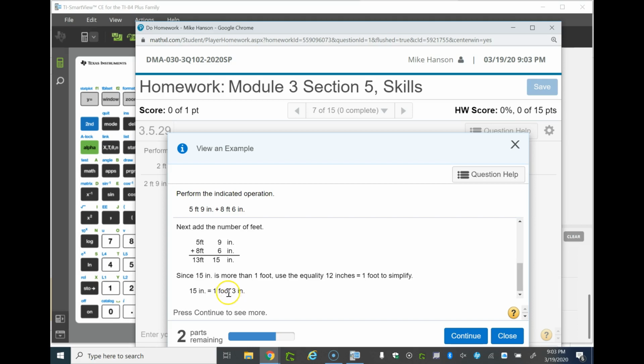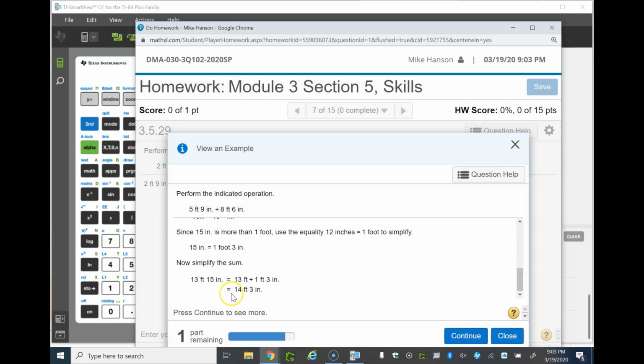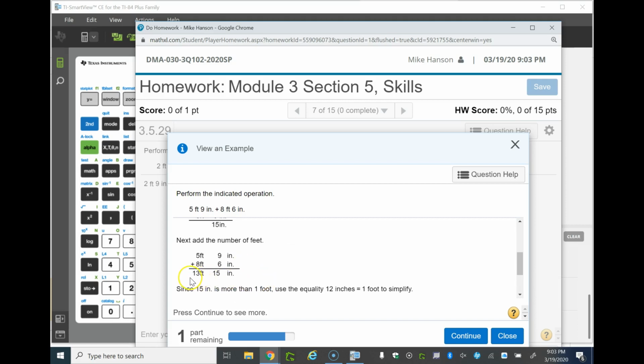And then I convert that 12 into 1, and I'm going to add it to this 13. So my final answer should be 14 and 3 inches this time. So don't put the answer up here to be 13 and 15. If you can convert some of these units into the first unit, please do so. That's the way you want to simplify your problem.